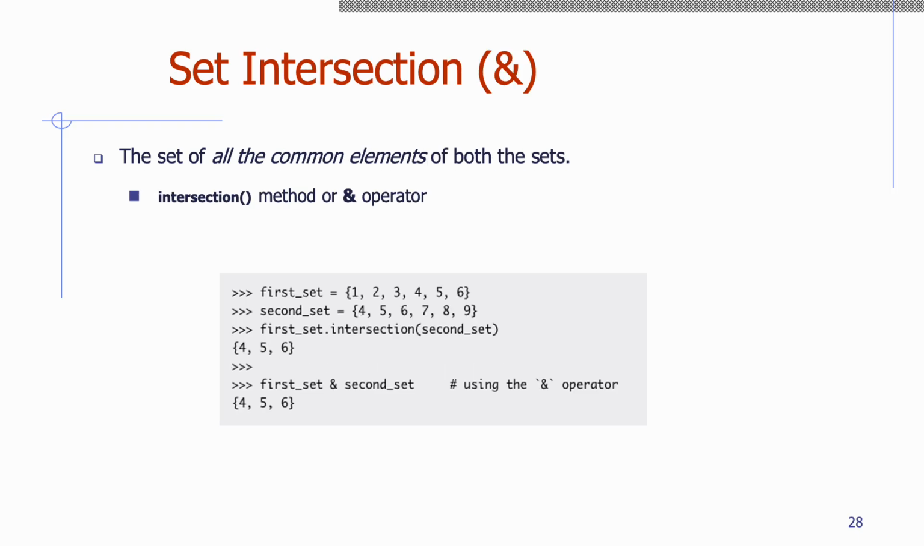For a set intersection example, we have the first set as 1, 2, 3, 4, 5, 6, and the second set as 4, 5, 6, 7, 8, 9. When we want the intersection of these two sets, we apply intersection to the first set with the second set with this syntax, and we're going to have this intersection set, which is 4, 5, and 6. Or we can use the AND operator with the first set and the second set and get the same result.